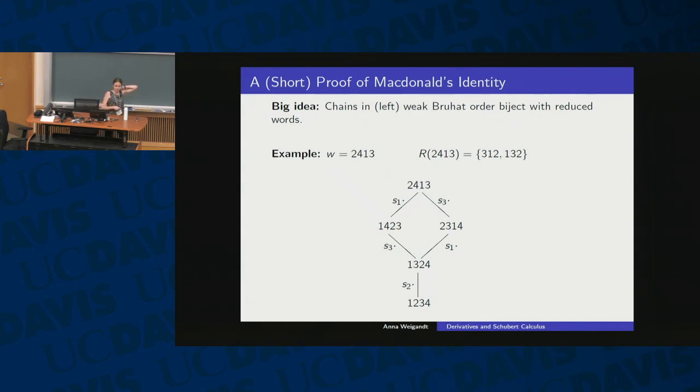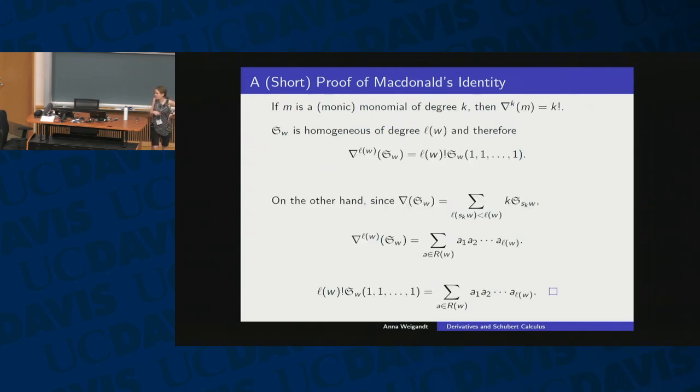So the big idea is that reduced words correspond to chains in this weak order, chains from our permutation down to the identity. And then we can take derivatives in 2 different ways. If you have a monic monomial of degree k, and you take this operator to the kth power, you get k factorial. This is something you could ask your Calc 3 students to prove for you. And our Schubert polynomial is homogeneous of degree Coxeter length of w. So when we apply this operator Coxeter length of w many times to the Schubert polynomial, we get Coxeter length of w factorial times this specialization.